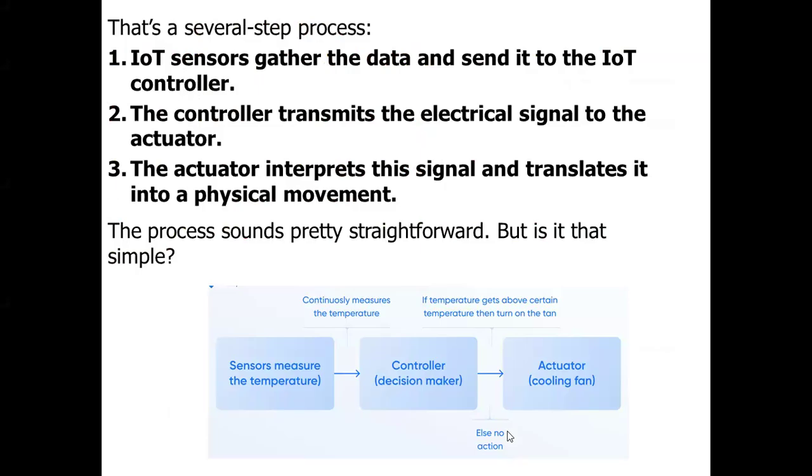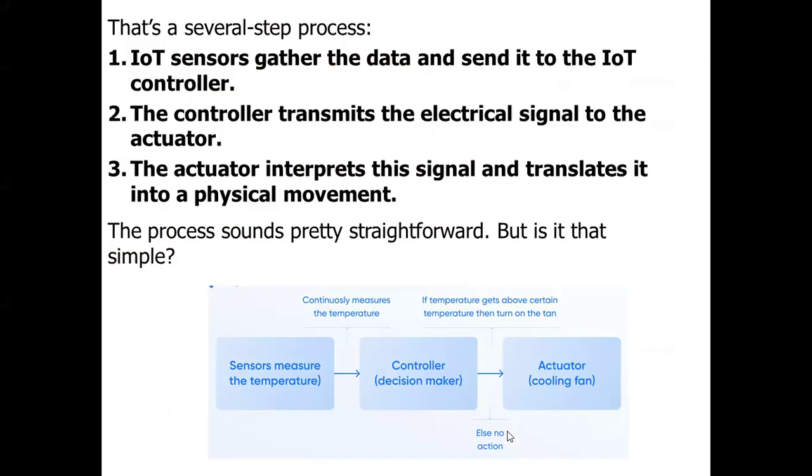Like I told you, here is a block diagram. It is a step by step process. Like I said, sensors will sense the data from the environment. Sensors will gather data and send it to the IoT controller. In the second block, the controller is the decision maker. The controller transmits the electrical signal to the actuator in the third block. The actuator interprets the signal and translates it into physical movement, which may be linear motion, circular motion, or anything else. That will be converted into a mechanical action. This process is a straightforward one.